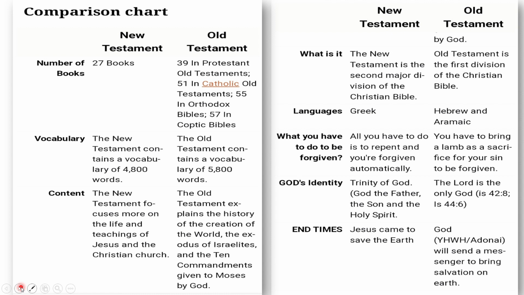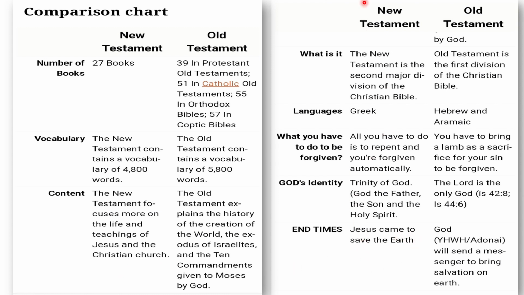So here in the New Testament, the second major division of the Christian Bible, it is written in the Greek language. When we talk about the Old Testament, it is written in Hebrew and Aramaic. Greek was the main language of the Romans, so that they could understand it very clearly. All you have to do is repeat, and you are forgiven automatically in the New Testament. And here you can see Jesus came to save the earth.